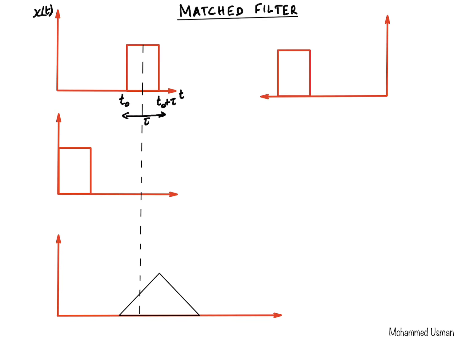That means half the distance from here to here is tau by 2. Okay, so we have this transmitted pulse. Now, the theory of the matched filter says, we are not going to prove it, but we'll just state it, and then write an expression for the impulse response of the matched filter, and also the expression for the output of the matched filter.